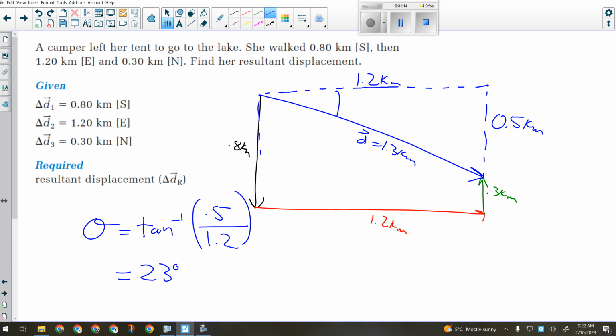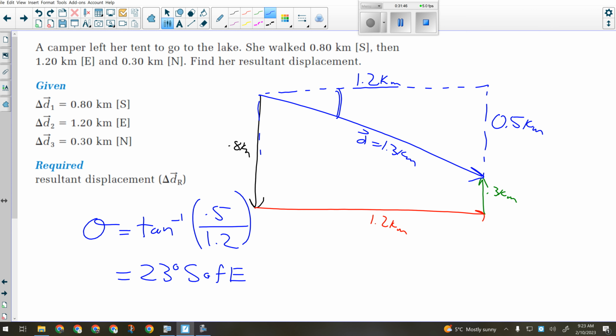What's my direction? The way I drew it, south of east. If you drew it the other way, you'll get east of south. Because I went from east, I went south of east. If you have 67 degrees east of south, that's fine. Everybody all right with that one? That's a pretty typical perpendicular vector question.